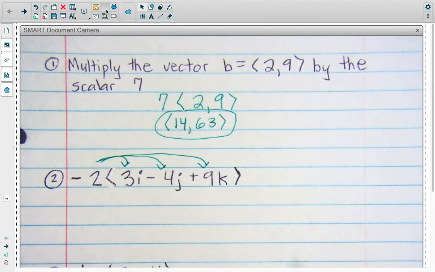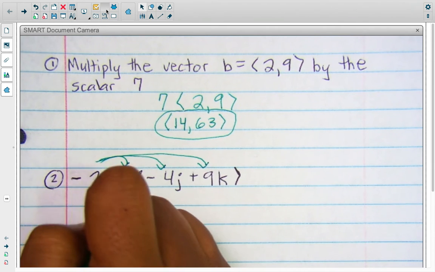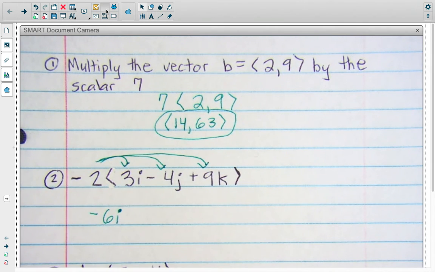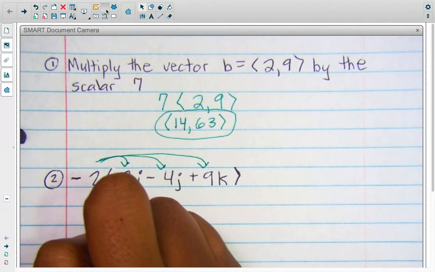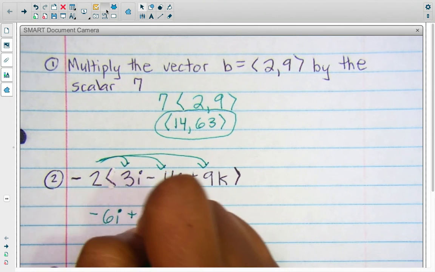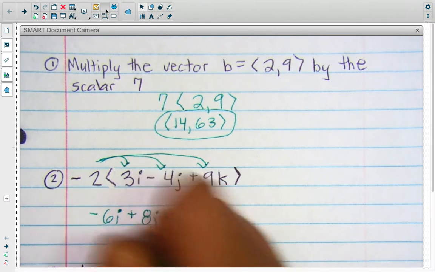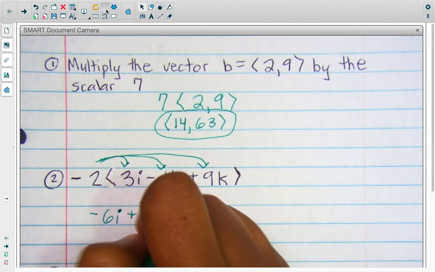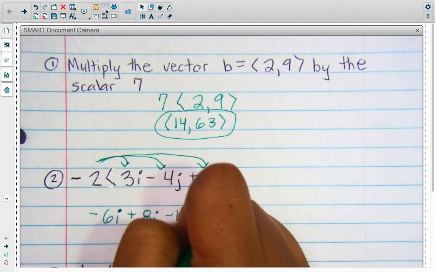So negative 2 times 3i is going to give us negative 6i. Negative 2 times negative 4j, we're going to be careful with our signs there. And negative 2 times 9 is negative 18.